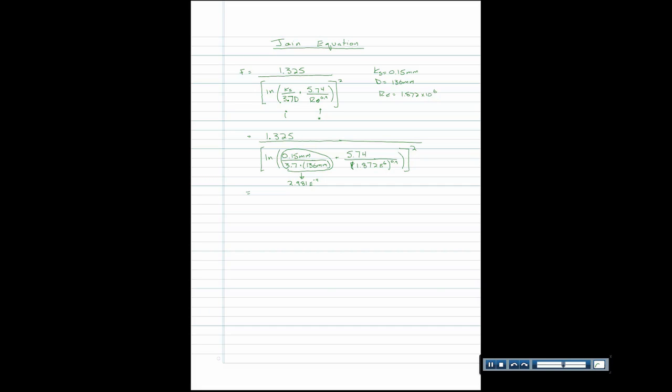We take that to the 0.9 power, 5.74 divided by that, and this term is 1.3 times 10 to the minus 5. So you get an idea of the relative importance of each.